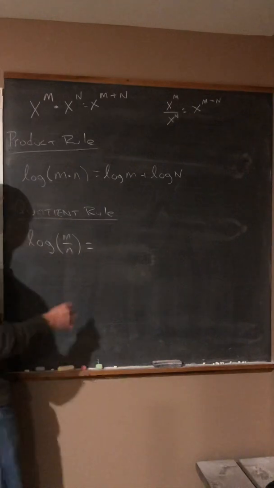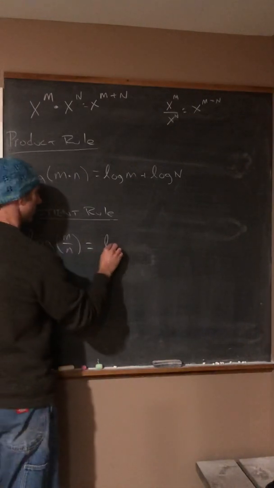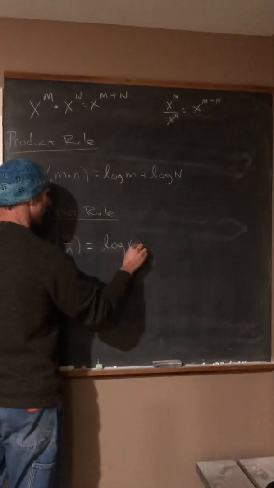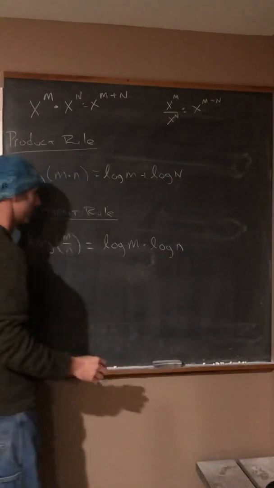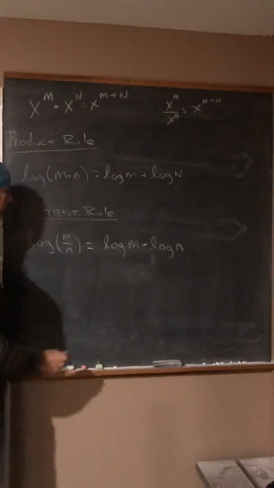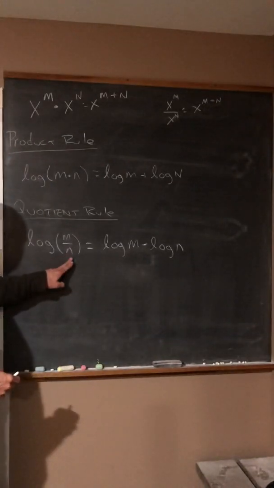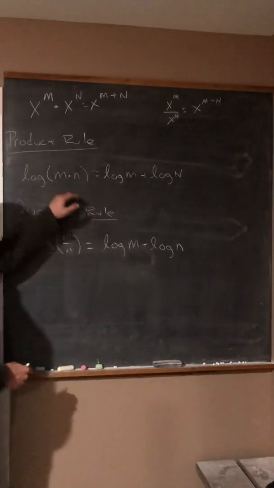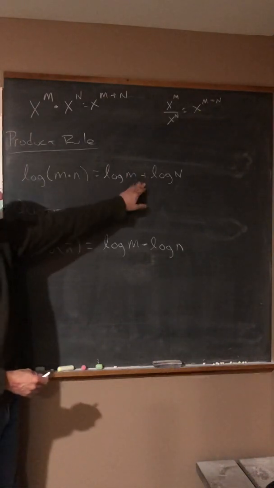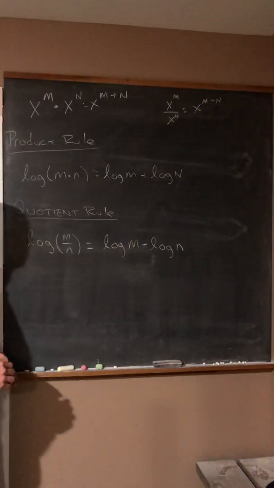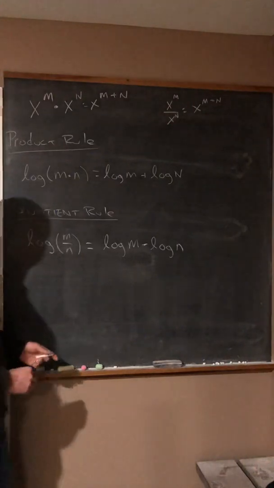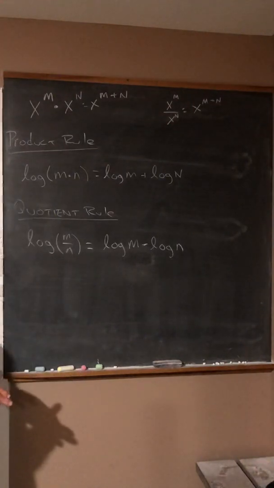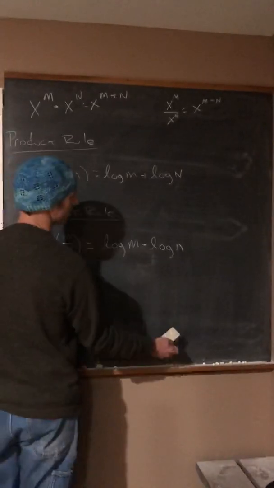Yeah, that's Zoe. Equals log of m minus log of n. So, division, subtraction, multiplication, addition. Okay? So let's see how we can use these. Oh, I need to erase them. My board's not big enough.